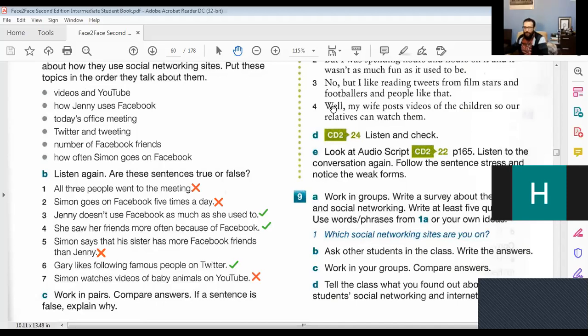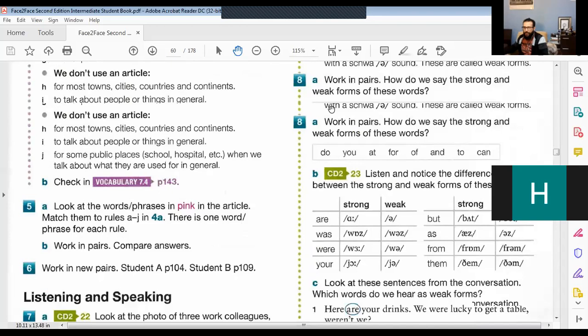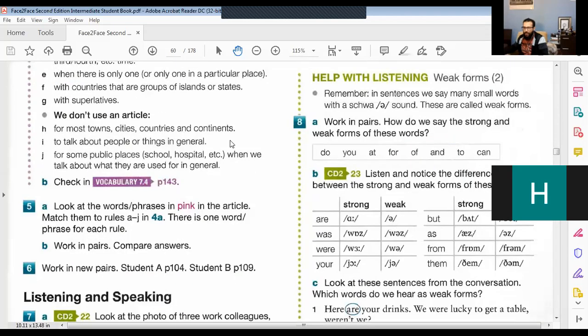Now, here, I don't want to waste too much time on this. So I'm just going to play it right away. Here, I just want you to pay attention to the different ways that we say these words, because there's a weak form and there's the strong form. So everybody's used to the strong form, right?